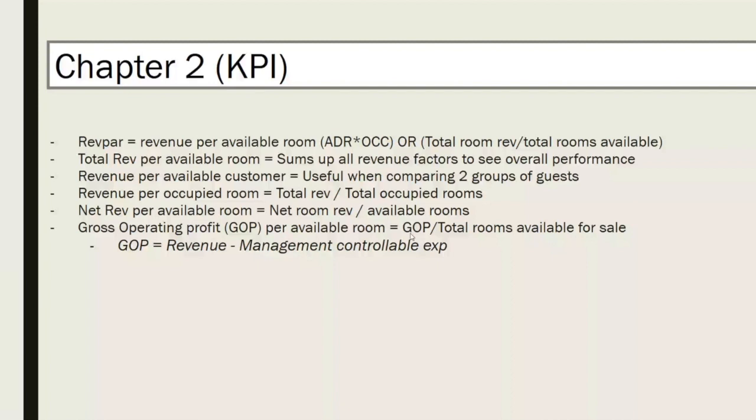So again, it's very, very similar to RevPAR. Net revenue per available room, except that it just takes the net revenues, hence why it's a bit more accurate, because it accounts for other costs.